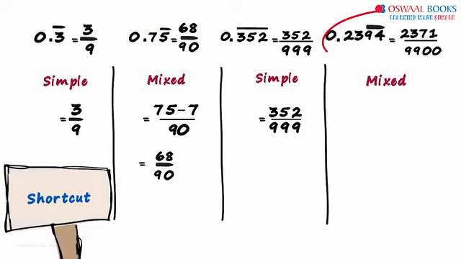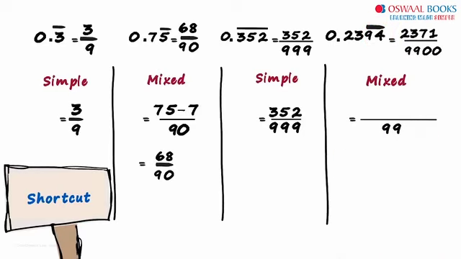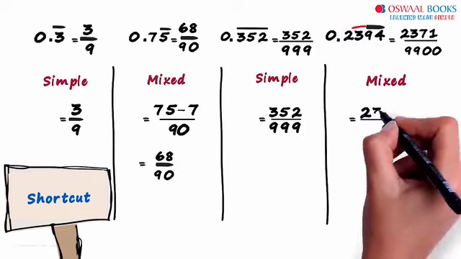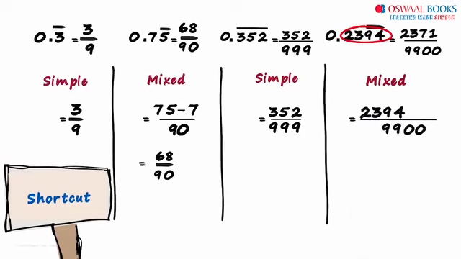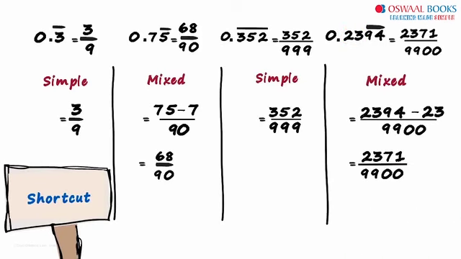Let's try it out with this number now. It has 2 digits which are recurring. So we write a 99 in the denominator, and there are 2 digits which are non-recurring. So we write a 00 next to 99. In the numerator, we write the number without a decimal or the bar. And then we subtract the non-recurring number, which is 23. That gives us the answer as 2371 by 9900. So these simple steps give you the answer in like 10 seconds. Don't worry about the rules. They are mentioned in the summary section.